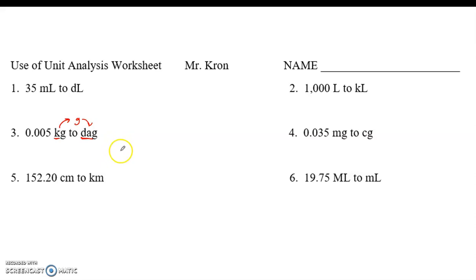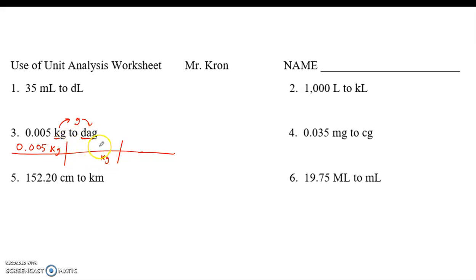Again, pause this and try it on your own if you need to. But right now, I am going to set this up by putting this number in here with the units. It's going to be a two-step problem. I always take these units, bring them down and to the right.